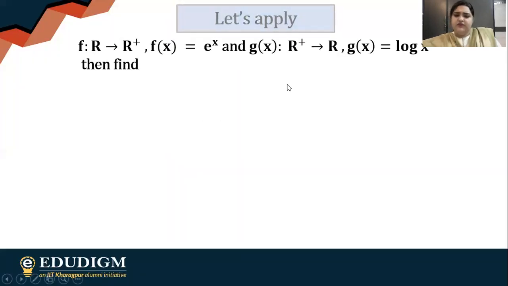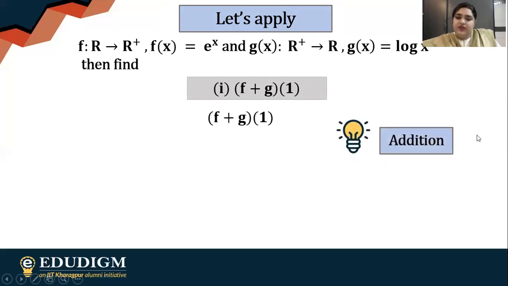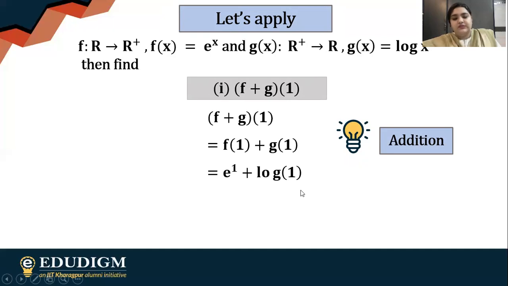Now that we know the basic definitions and operations, let's see some examples. You have two functions here, f(x) equals e to the power x and g(x) equals log x. We have to find (f plus g)(1). So what is the basic definition for addition? It will be f(1) plus g(1). Find f(1) by putting x equals 1 in f, which is e to the power 1. Similarly, g(1) is log 1. Now just do the basic calculations. You'll see that the output will be e. So that is how you can define them.